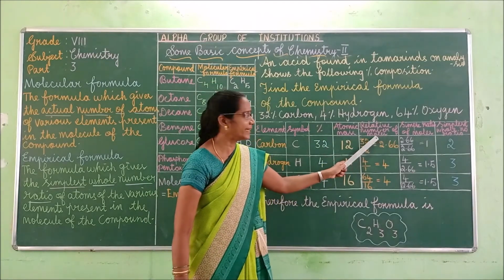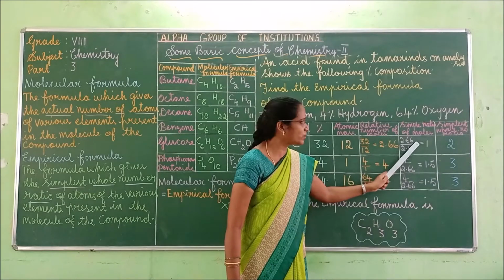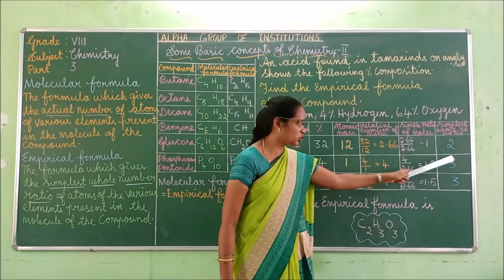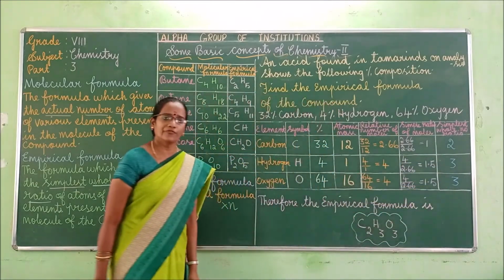Next one is relative number of moles. Next one, simple ratio of moles you have to calculate. Finally, simplest whole number ratio. By knowing this, you will be getting the empirical formula.